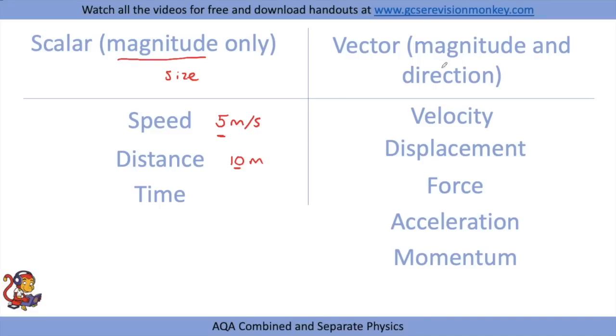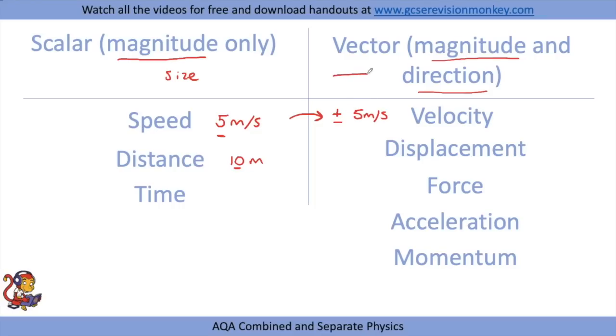Whereas a vector quantity has both magnitude, so the size, and direction. Velocity is the vector quantity which is related to speed. So you'd give, rather than just giving a size like 5 meters per second, you'd also give some indication of direction. So you could say to the right, or in physics sometimes you'll see that they'll put a plus or a minus in front of the velocity as they've given a plus or minus to a certain direction.